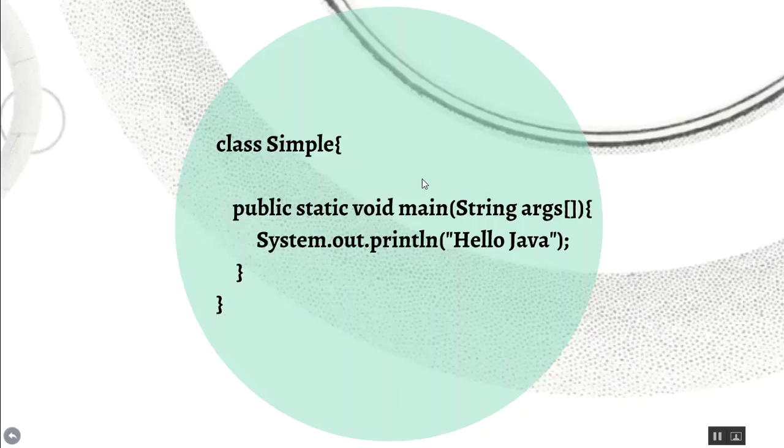Then we have a main method. The syntax of the main method is public static void main, and it takes a String array argument, and we are just writing System.out.println and it prints some message like hello Java. Okay, let's understand step by step what these keywords are and how they are actually useful.